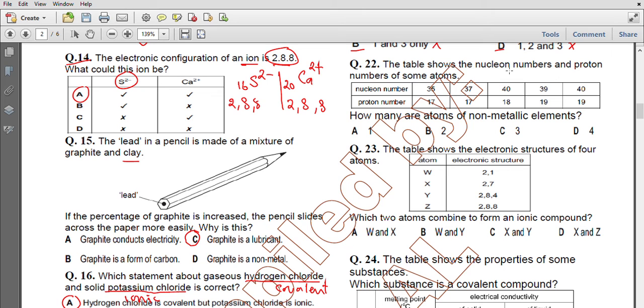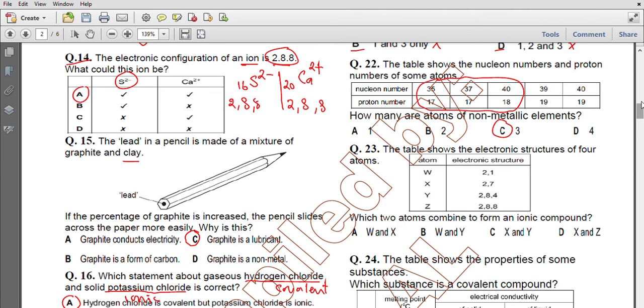The table shows the nucleon number and proton number of the atoms. How many are atoms of the non-metallic element? So here you have to use your copy of the periodic table, and you have to use the concept staircase. All those elements which are present to the left side of the staircase are metals, whereas all those elements which are present to the right side of the staircase are non-metals. So we can say these 3 elements, atoms, are present to the right side of the staircase, and we can say in this information 3 of the atoms are non-metallic.